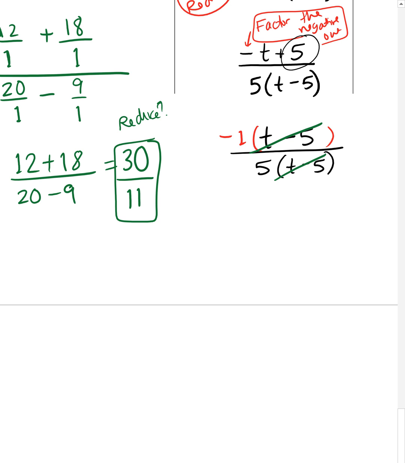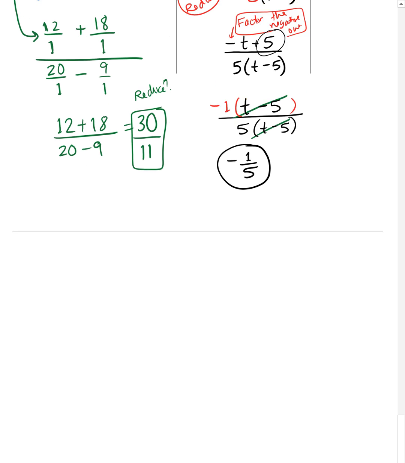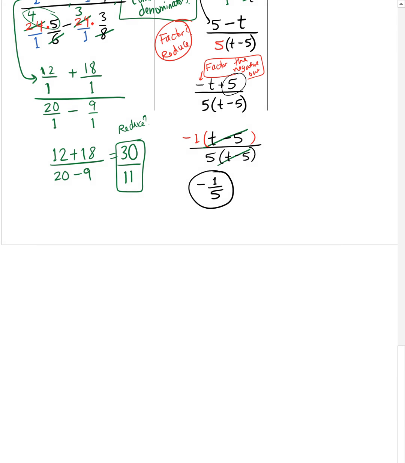And I almost feel like I must have done this problem wrong because this can't be right. It's too nice. All that's left is negative 1 over 5. And that's it. I don't think this problem can get any better than that. That's kind of as good as this one's going to get, I think.